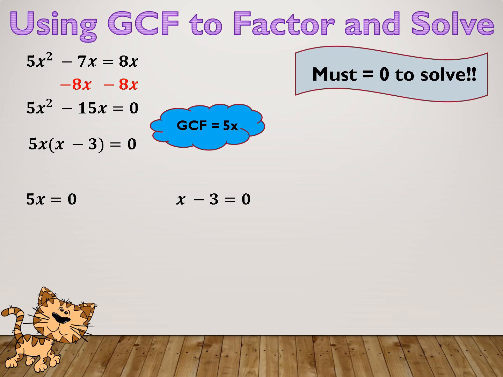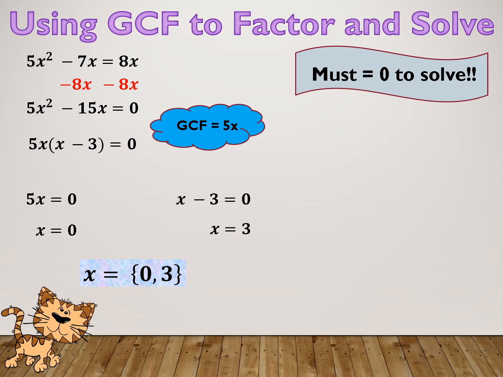So now I say, well, how do I solve for x? 5x equals 0. I'm going to divide by 5, and I get x equals 0. Well, x minus 3 equals 0. I'm going to add 3 to both sides, and that gets me x equals 3. So my solution set is x equals 0 and 3.